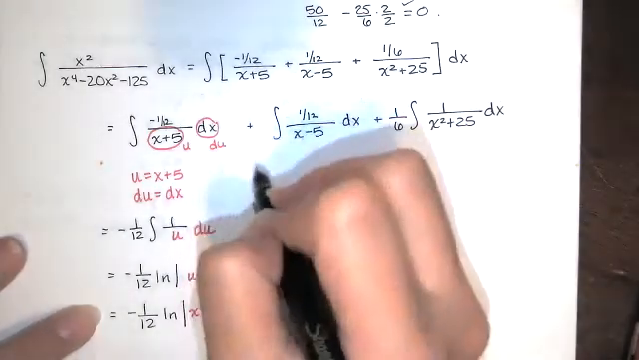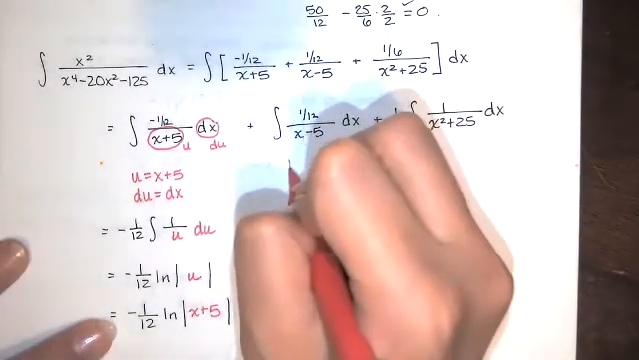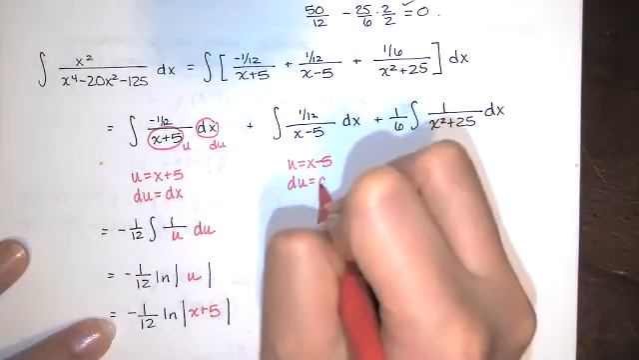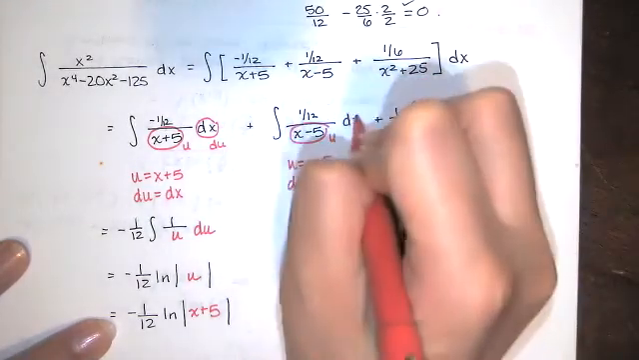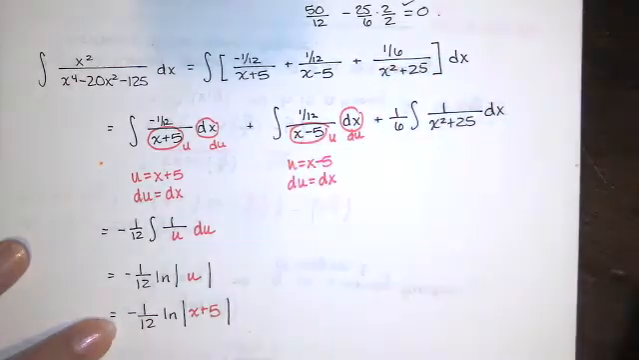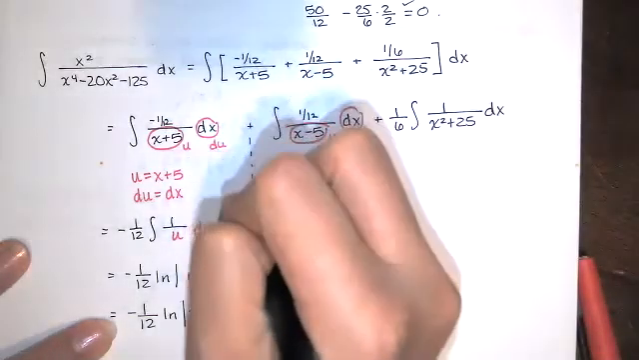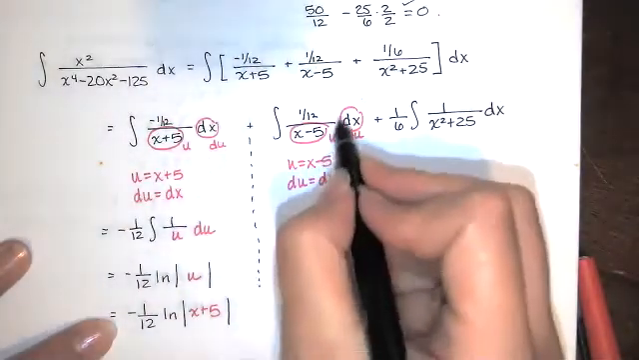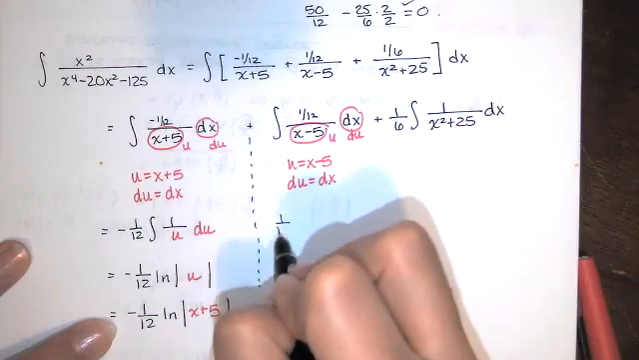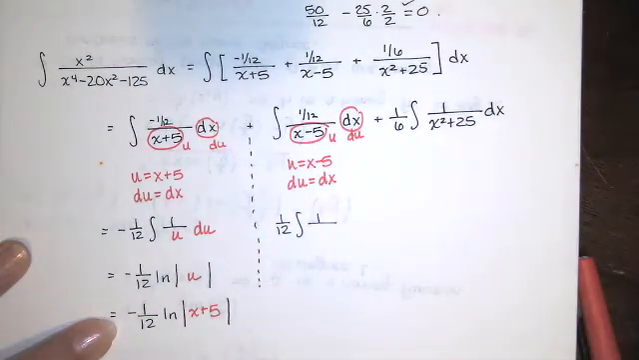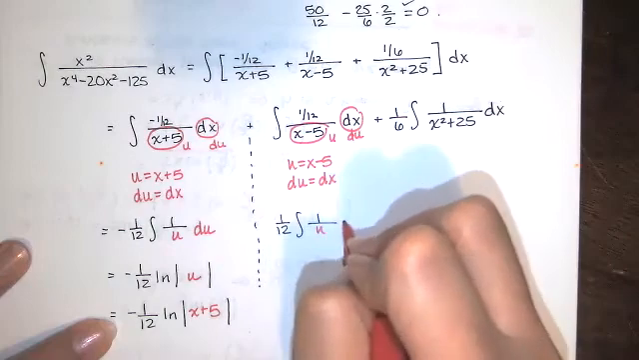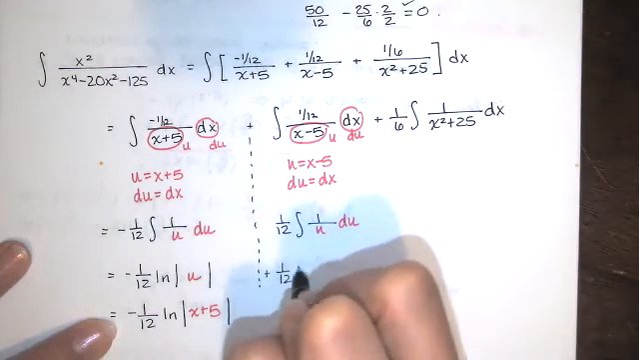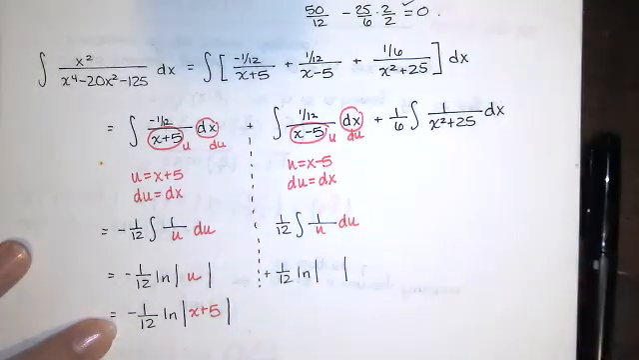We're going to do something similar here. Except on this one, u is x minus 5. du is still 1 times dx. So that's a u, and that's a du. So this is a different u than this u over here, so I'm just sort of keeping those separate. Then this integral becomes a positive 1/12 times the integral of 1 over u du. And that's going to give us a positive 1/12 times natural log of the absolute value of u.